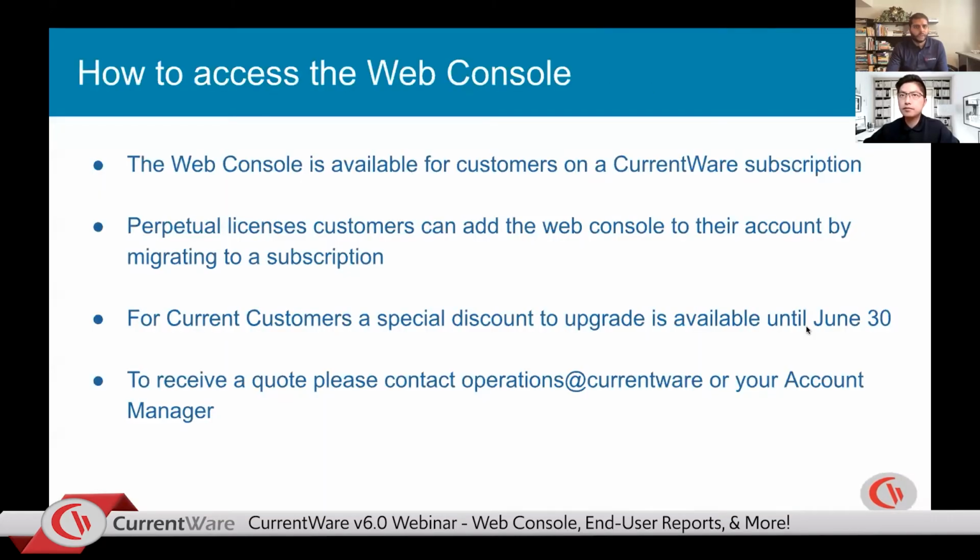Sounds good. Thanks, Sai. So a couple other questions have come up that we wanted to answer related to how to access the web console. The first is, the web console is available for customers on a CurrentWare subscription. So if you're on perpetual licenses, you can add the web console to your account by migrating to a subscription. As a kind of loyalty and to help our current customers move over, we're giving special discounts to migrate by June 30th. As mentioned, by going to these web technologies, there's a lot more exciting products and features that we can add to CurrentWare by making this migration.